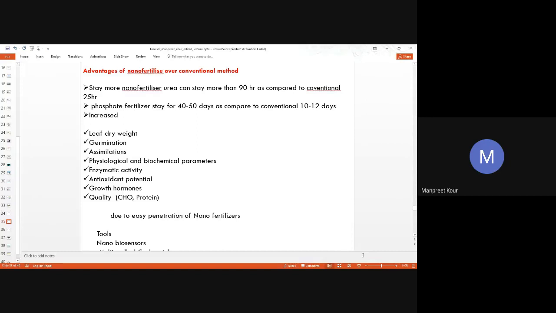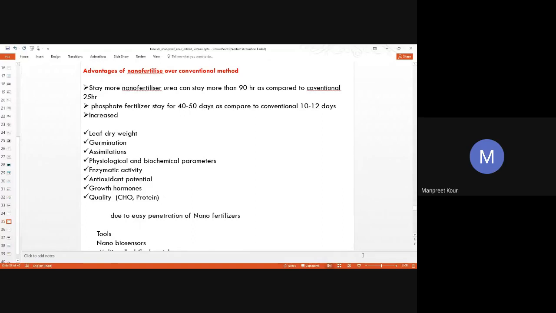Also, due to the more surface area over volume, it increases the uptake, assimilation and nutrient use efficiencies. It maintains the leaf dry weight, germination, assimilation increase, physiological and biochemical parameters increase, enzymatic activities increase, growth hormones synthesize more, and more quality produce is obtained. So this is due to easy penetration of nano fertilizers.